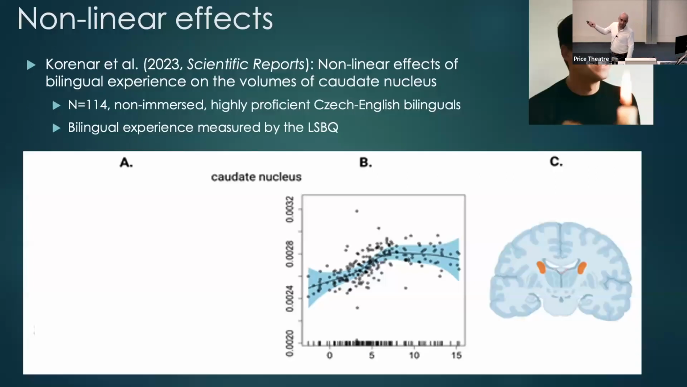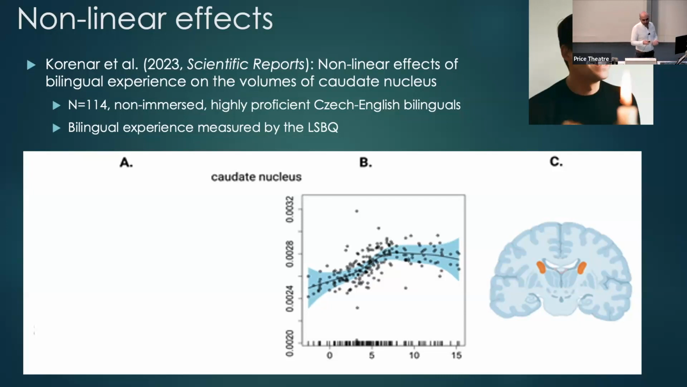That's a subsequent study with another of my former students, Michal Korenar, where we used my new favorite stats approach, GAMs, which can detect nonlinear effects. We wanted to put the theory to the test directly when it came to the caudate. So we tested 114 non-immersed, highly proficient Czech-English bilinguals, and we measured the bilingual experience. In this case, we used the LSBQ and specifically the composite score of the LSBQ. If you're not familiar, the LSBQ produces measures of immersion, social use, home use, but then produces a composite score that encompasses all of them.